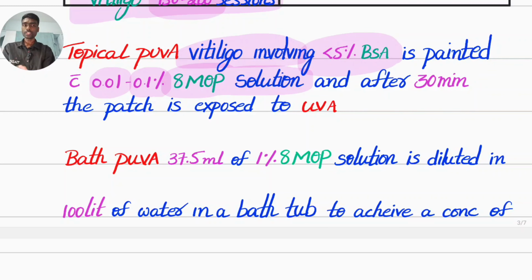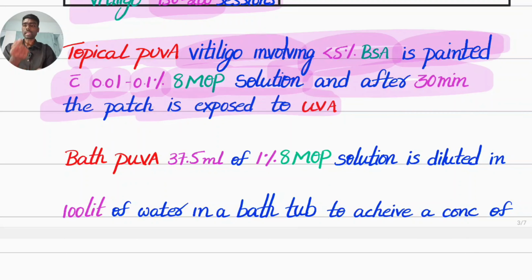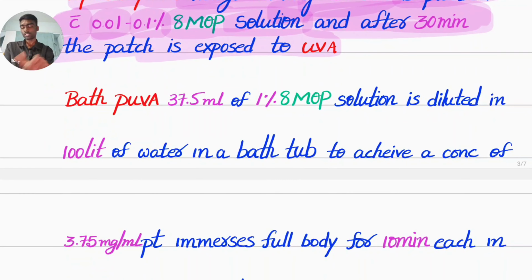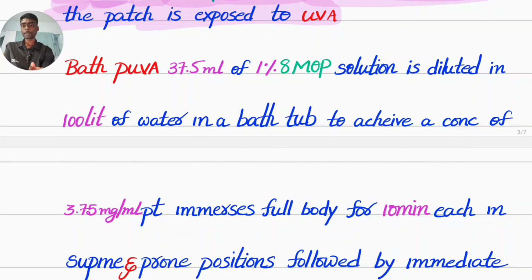This solution is painted. If it is cream or gel, we will use the word applied. Here it is a solution. Using paint, we will brush the lesion of vitiligo, and after 30 minutes, the same patch is exposed to UVA. Whereas if we take oral tablets, you have to wait a minimum of 2 hours. It is topical only, directly applied on skin. No need to wait that much time. Within 30 minutes, we can expose the patient to UVA chamber or sunlight, whatever it is. UVA light.